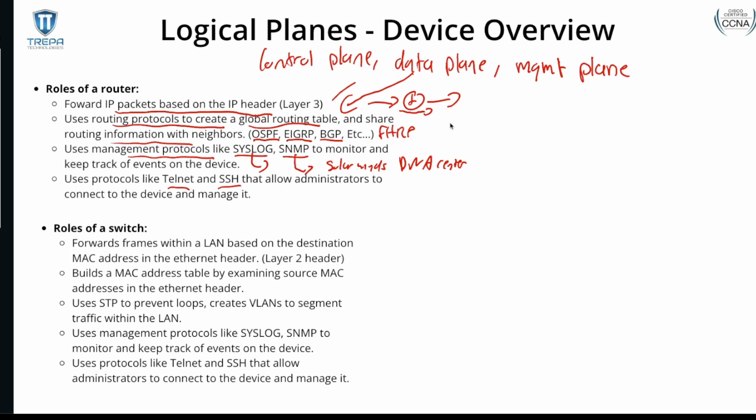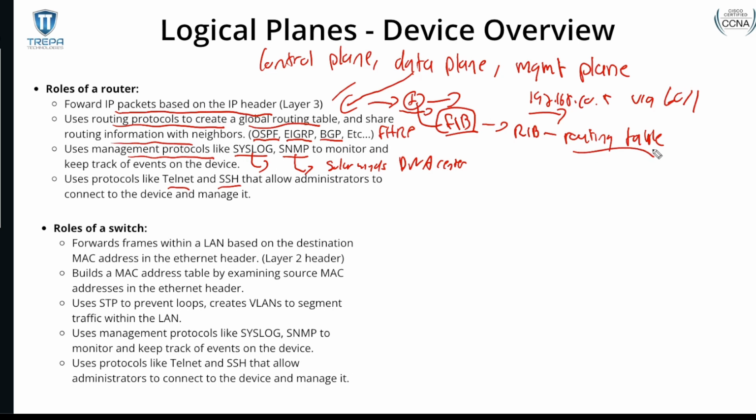Now, who informs the data plane of how to send? How do we build that FIB, that forwarding information base that says, hey, if we're destined for 192.168.10.5, switch it out via Gig 0/1? How does it learn that information? It learns it by getting it from the RIB, the routing information base, known as the routing table. Well, where does the routing table get its information from? A routing protocol. Routing protocols build the routing table, which informs our data plane of how to send traffic.